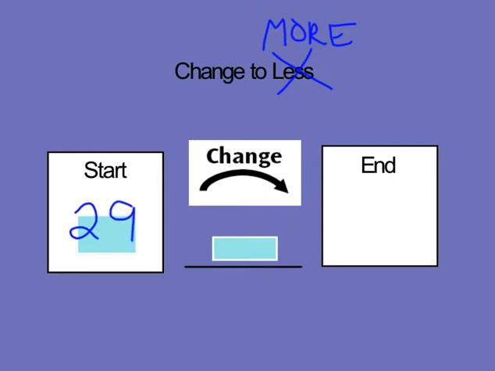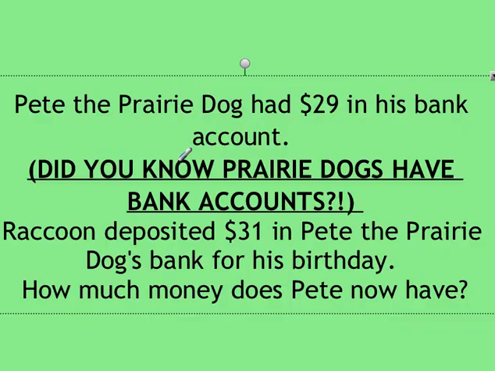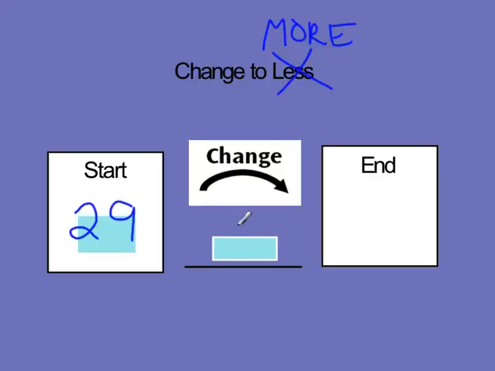We're going to change that, right? Because Raccoon added money in. Raccoon deposited $31. So if you deposit something, you are putting it in there. So you're adding to a total, or you're adding to a previous number, which means that this is going to be an addition problem, plus 31. So let's find our ending number, 29 plus 31.